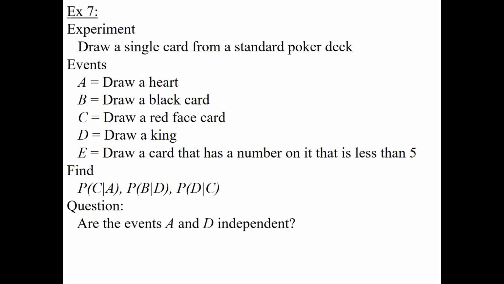Okay. In this example, the experiment's changing. Now we're drawing a card from a poker deck. We're drawing 1 card from a poker deck. And it's asking to find a few conditional probabilities. We're drawing 1, so it's going to go back to the ideas we talked about in class. So when you draw 1 versus when you draw more than 1, remember, you're going to think about conditional probabilities in a little bit of a different way.